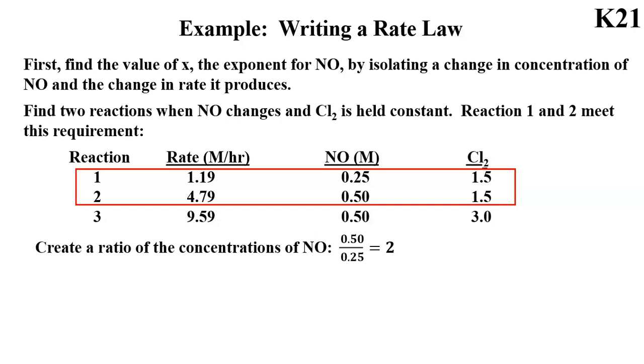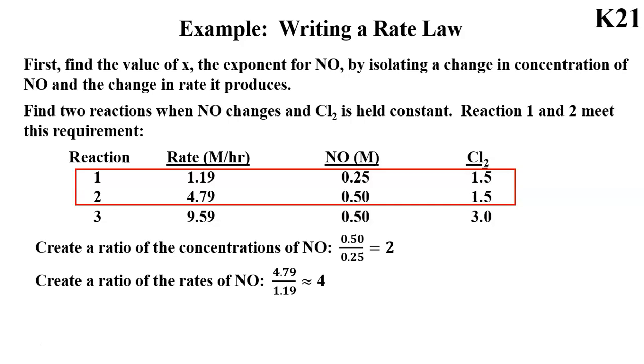So you create a ratio of the concentrations of NO, and you usually want to put the bigger number on top. So 0.5 over 0.25. That way you don't end up with a decimal number. And that equals 2. Now you want to do the same thing with the rates, and you've got to do them in the same order. So in this case, you put reaction 2 on top and reaction 1 on the bottom. Reaction 2's rate, 4.79, goes on top, and reaction 1's rate, 1.19, goes on the bottom. And when you divide those, you may not get exactly 4, but you get something close to 4.